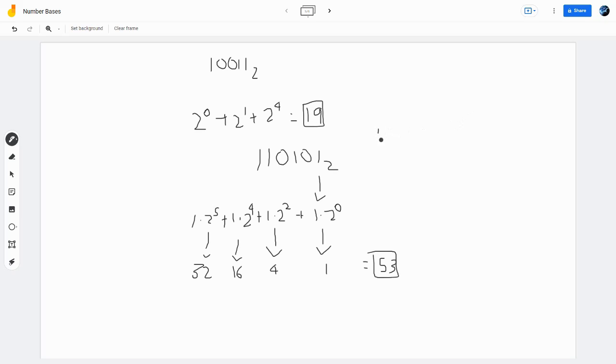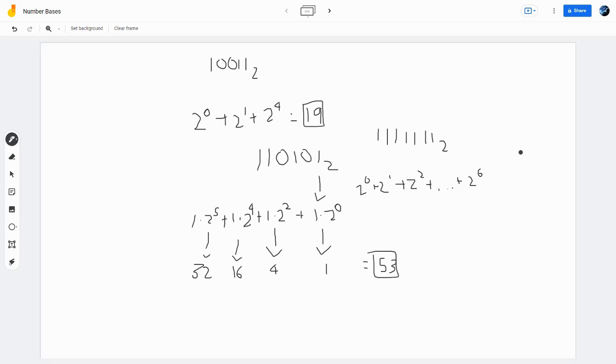Now, for the next problem, 1111111 base 2, you might have tried to compute this by hand. And if you did, well, that would be 2 to the 0 plus 2 to the 1 plus 2 to the 2, and you're just going to keep adding these powers of 2 until you get to 2 to the 6th, right?